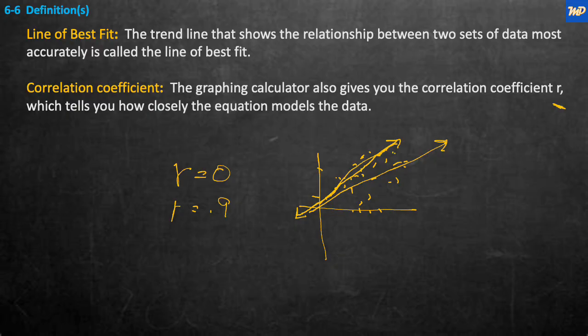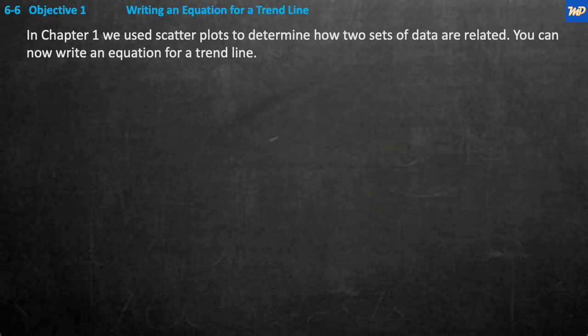Okay, we're going to move on. We're going to be talking about these. So objective 1, writing an equation of a trend line. In Chapter 1, if you remember, we used scatter plots to determine how two sets of data are related. You can now write an equation for that trend line. I just showed you that on the previous slide. And now we're going to come up with some data and we're going to try to draw a trend line. In fact, we will draw a trend line, okay? Here we go.